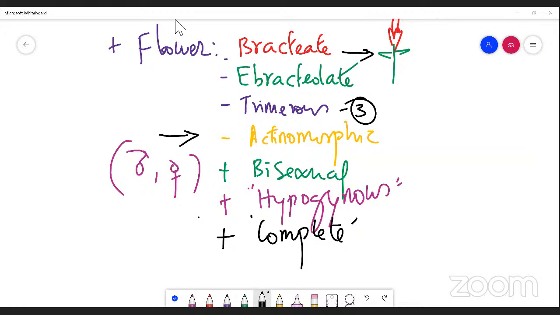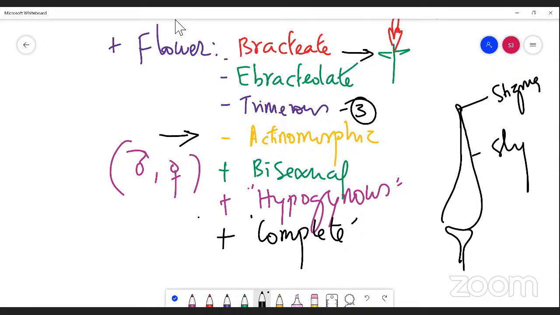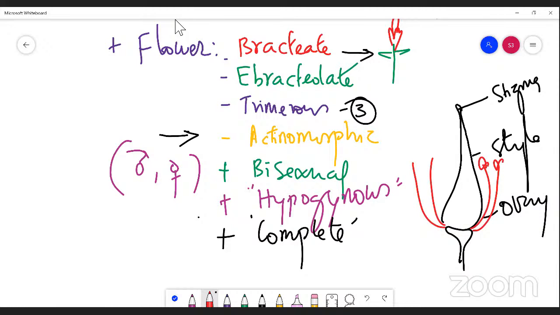Actually, hypogyny is this. Now, this is a gynoecium. Just understand, I'm going to explain what is hypogyny. If you take a gynoecium, it consists of stigma, the second part is style, and the third one is ovary. Behind the ovary, the floral parts are originated. This is called hypogyny. So the perianth or the floral parts are originated just behind the ovary or just below the ovary. Hence, it is known as hypogynous. Hypogyny is a condition where you find the floral parts originated just behind the ovary.